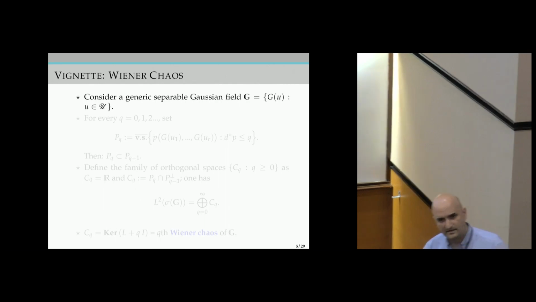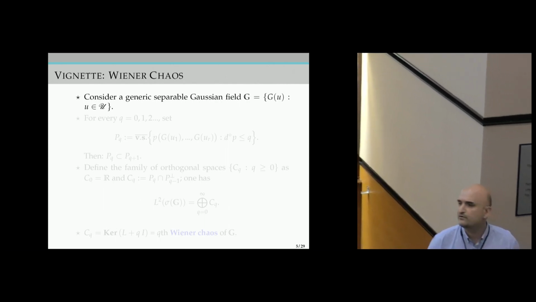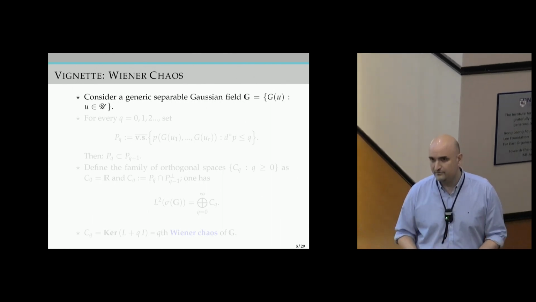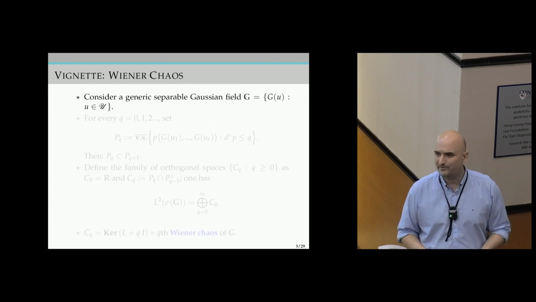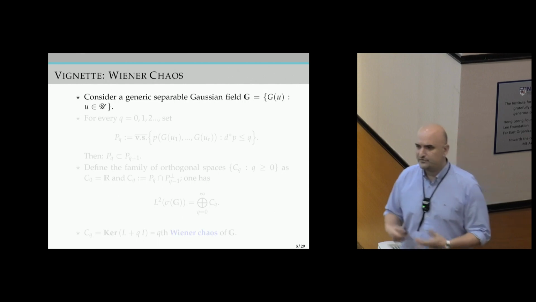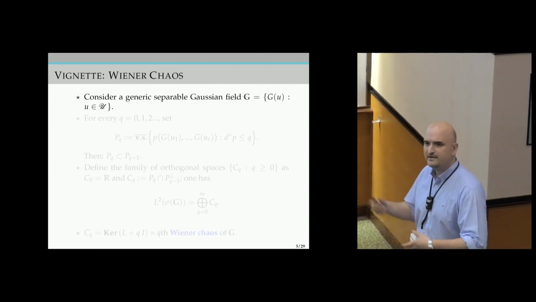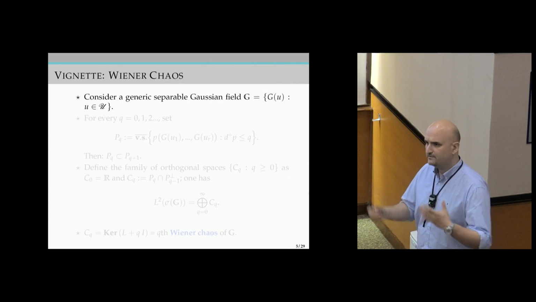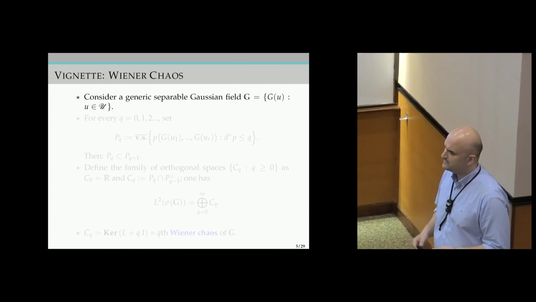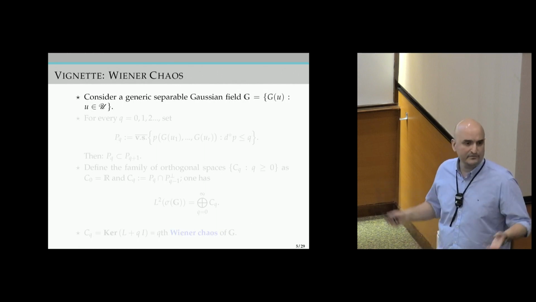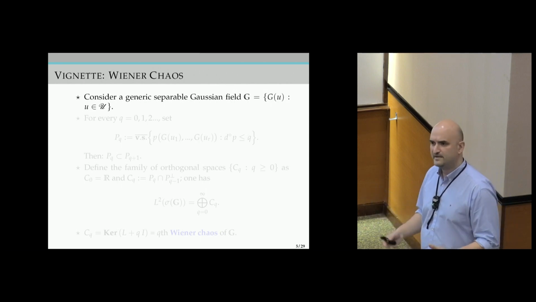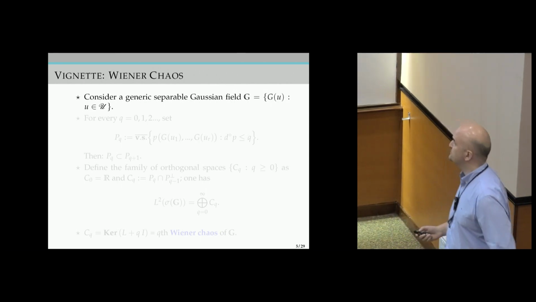Wiener chaos is an infinite dimensional generalization of Hermite polynomials. That is, if you start with a one-dimensional Gaussian random variable and look for the family of orthogonal polynomials associated with this one-dimensional distribution, you have the Hermite polynomials. If you do the same operation for a finite-dimensional Gaussian vector, you obtain a proper family of Gaussian polynomials, a generalization of Hermite polynomials according to the covariance structure of the vector. And if you try to do the same in infinite dimension, what you obtain is a collection of orthogonal spaces, and these orthogonal spaces are called the Wiener chaos. It's the Wiener chaos associated with the given field.